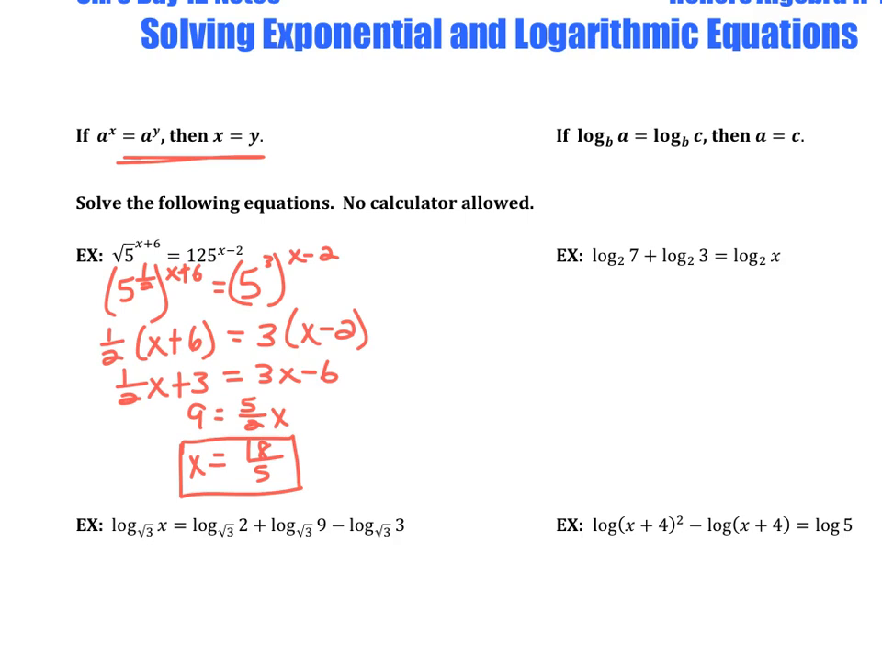So if we condense that first, we'll have log base 2 of 21. I'm going to take the 7 and multiply it by 3 and get 21, and that's going to be equal to log base 2 of x.